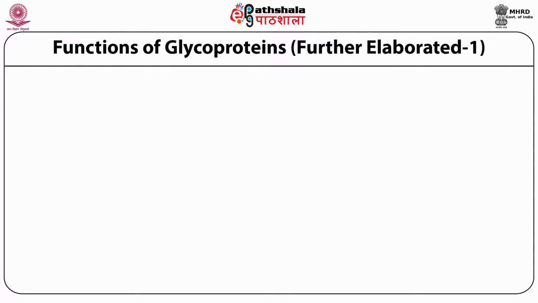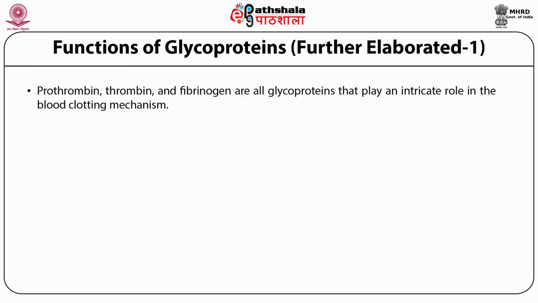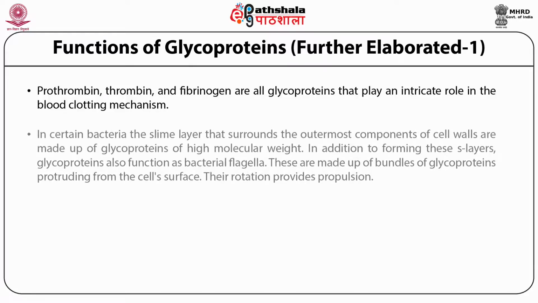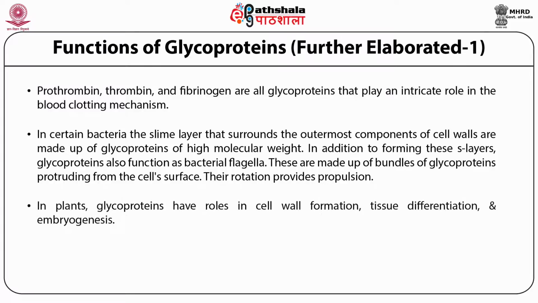Function of glycoproteins. Prothrombin, thrombin, and fibrinogen are all glycoproteins that play an intricate role in the blood clotting mechanism. Certain bacteria have an S layer that surrounds the outermost component of the cell wall, made up of glycoproteins of high molecular weight. In addition to forming these S layers, glycoproteins also function as bacterial flagella. These are made up of bundles of glycoproteins protruding from the cell surface. Their rotation provides propulsion. In plants, glycoproteins have roles in cell wall formation, tissue differentiation, and embryogenesis.